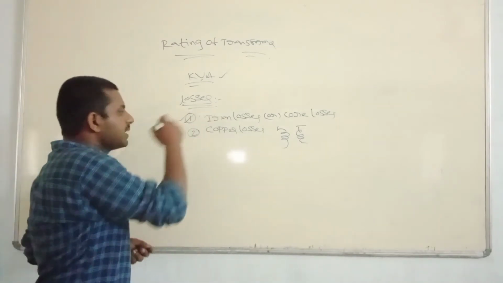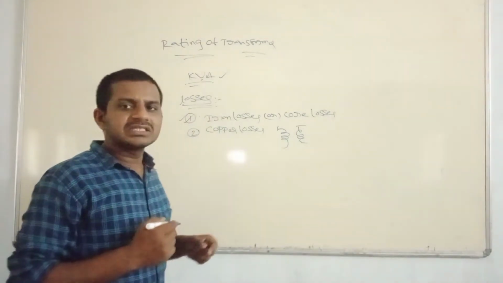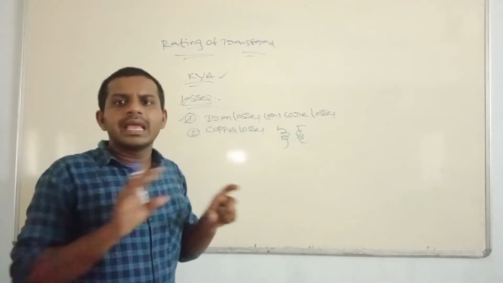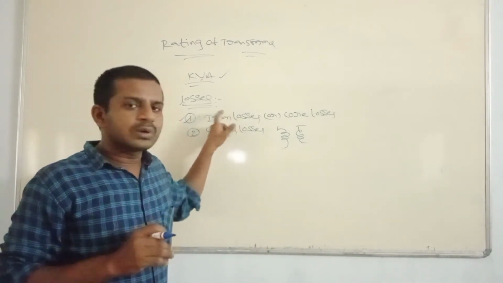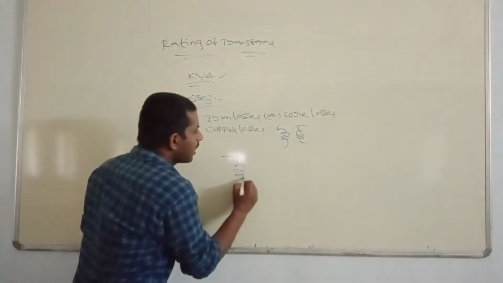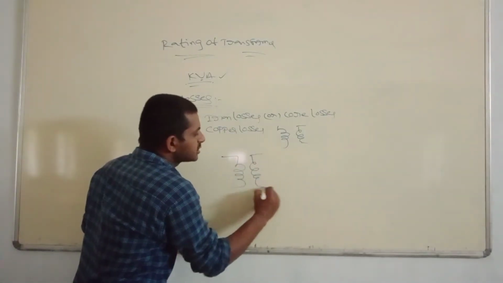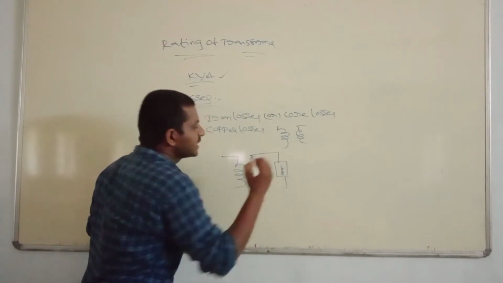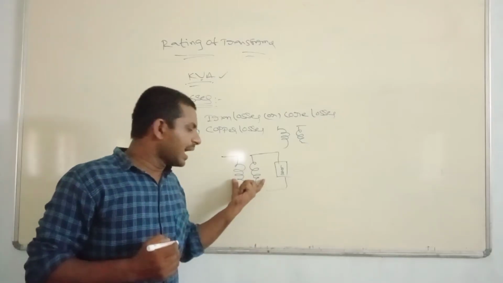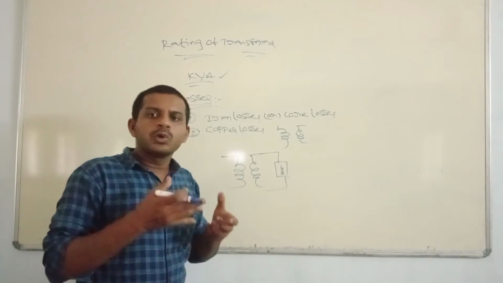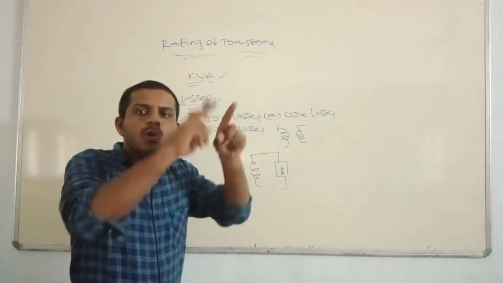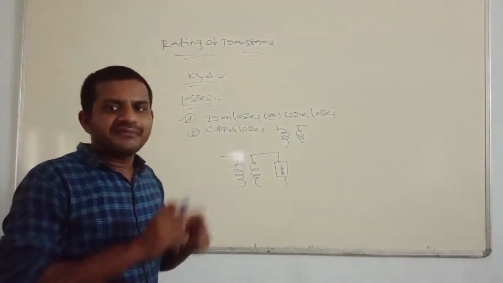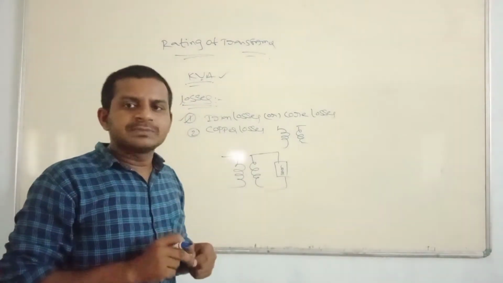Coming first to the iron losses. Even without connecting any type of load to the transformer, iron loss still occurs. Why? Because the iron losses are produced due to improper lamination of the total core of the transformer.